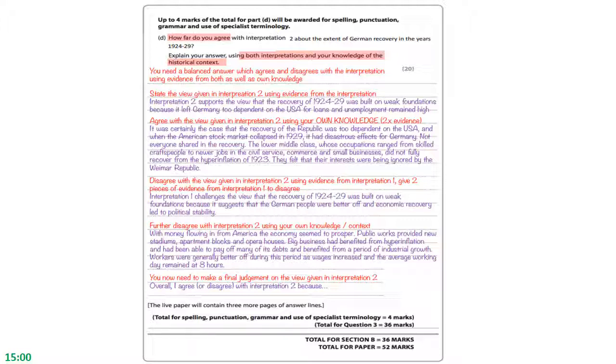Overall, I agree with interpretation 2. Because without such and such a thing could not have happened. That's what you're getting at in that judgment. Pick out the bit of evidence that really clinches it for you. A really nice phrase is, the reason that I really believe this is because, right? Something that really jumps out at you from interpretations and from your own knowledge that really drives home that you have an opinion on this. Make sure you have an opinion, and make sure you back it up. But above all, make sure that you are balanced and that you use interpretations, and above all, get your own knowledge in there. Make sure you've revised and show off what you know in that last answer. Okay?